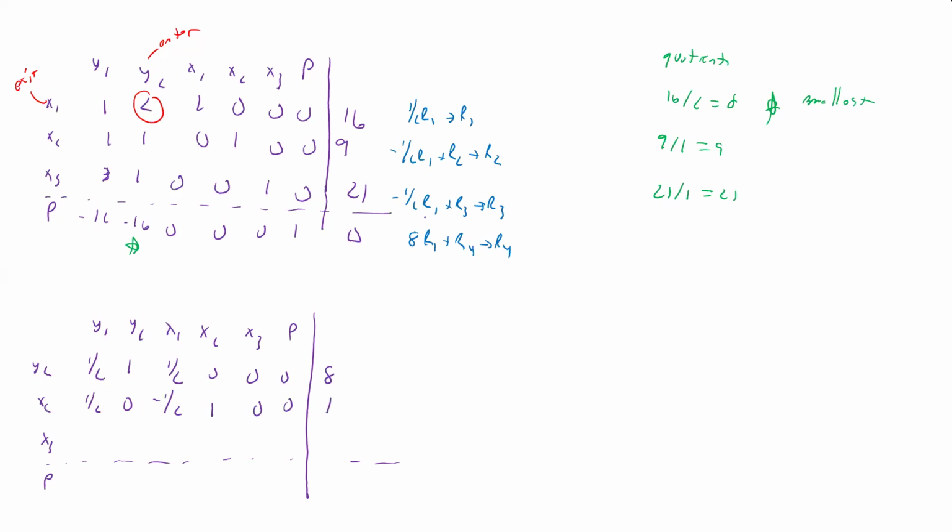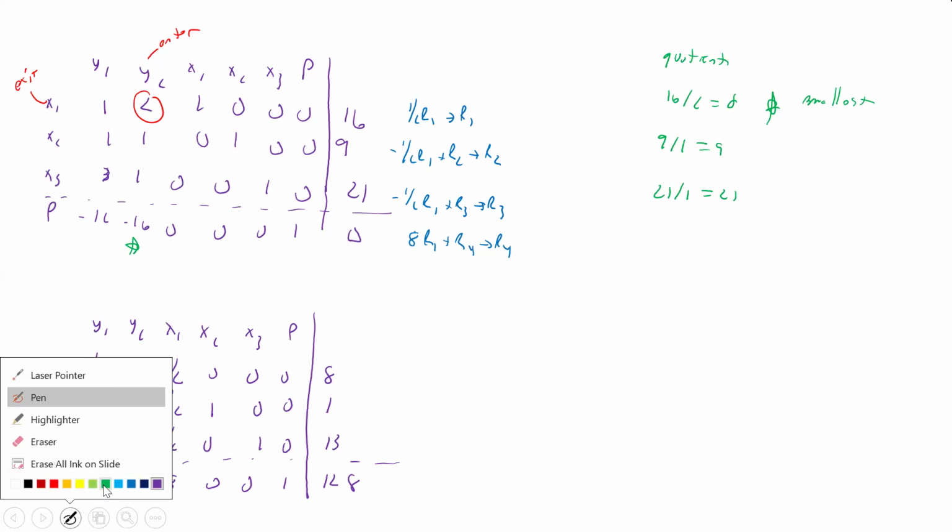Then we take half of that and do that. So that's going to give us a 5 halves, 0, minus 1/2, 0, 1, 0, and that goes to 13. Now we take 8 times that first row, so that's minus 4, 0, 8, 0, 0, 1, and that's going to be 128.